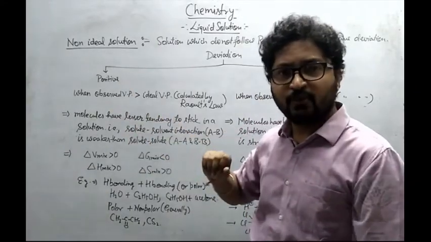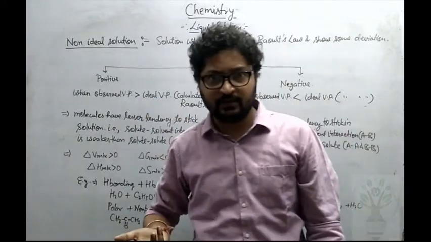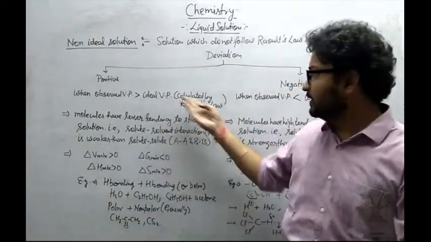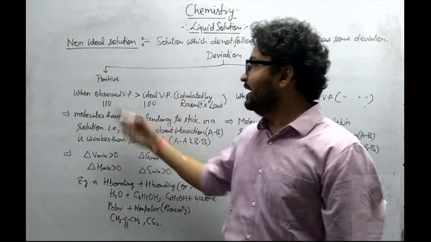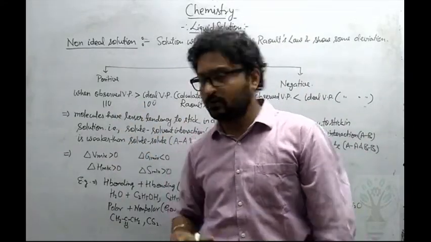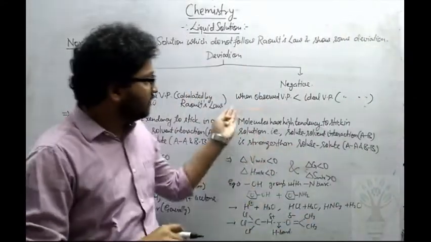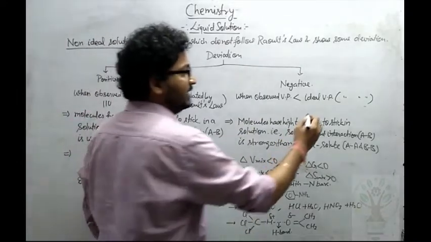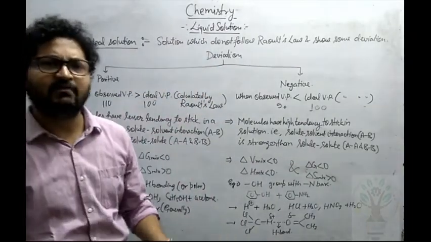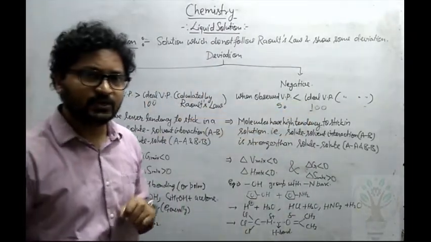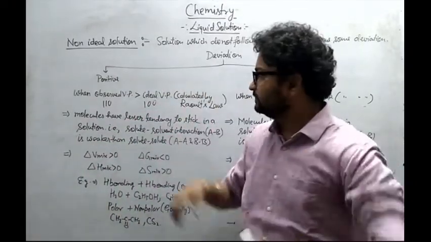Now, what is the meaning of positive deviation? Positive deviation means when observed vapor pressure is greater than ideal vapor pressure. Let's say ideal is 100 calculated from Raoult's law and observed is 110. So we will say we are having a positive deviation from Raoult's law. And negative deviation is when observed vapor pressure is less than ideal vapor pressure. Let's say ideal is 100 and observed is 90 or 95. So we will say we are having negative deviation from Raoult's law. Term is clear?